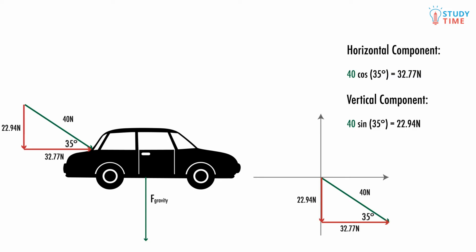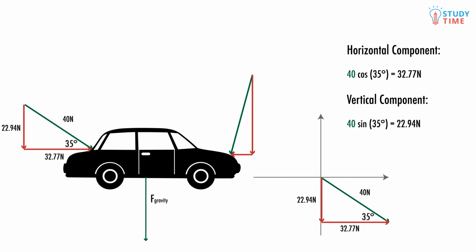Can you see how this would be helpful if we had to calculate the net force of 2 diagonal forces acting on an object? We'd do the same as we just did for each force. Use the sine and cosine ratios to break them up into horizontal and vertical components. Then we can add all the horizontal forces together and all the vertical forces together.